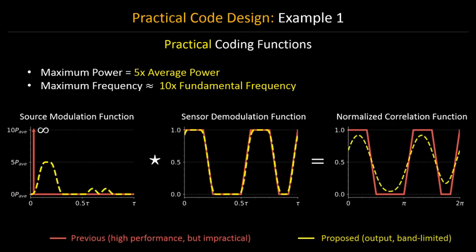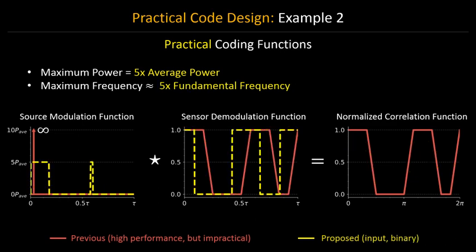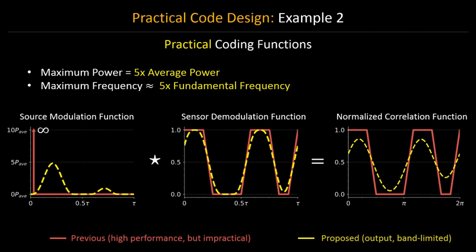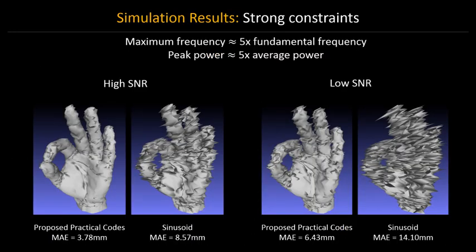These are the final output modulation and demodulation functions and the resulting correlation functions. Here's another example with a different set of constraints. The proposed functions adhere to the practical constraints with only a small loss in performance with respect to the previous functions. The proposed approach can be used to design codes for any given set of hardware constraints.